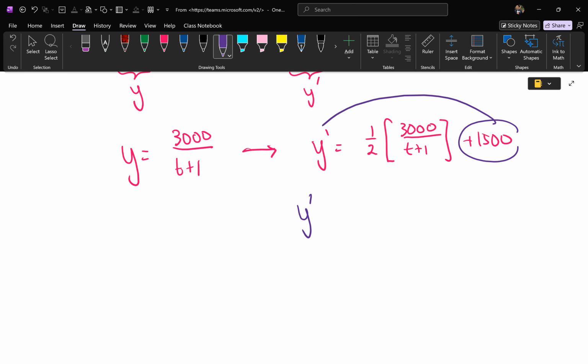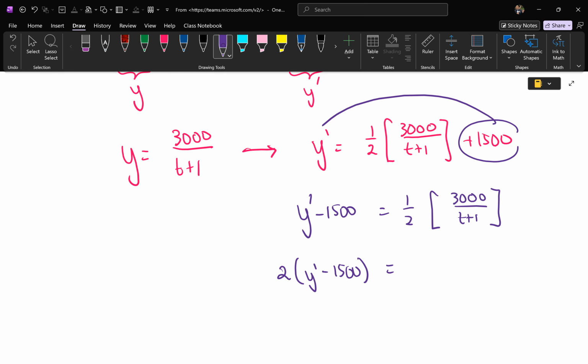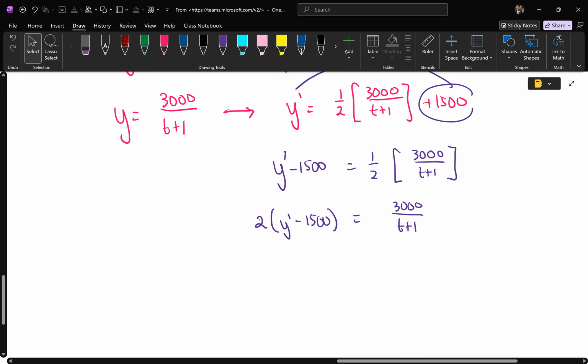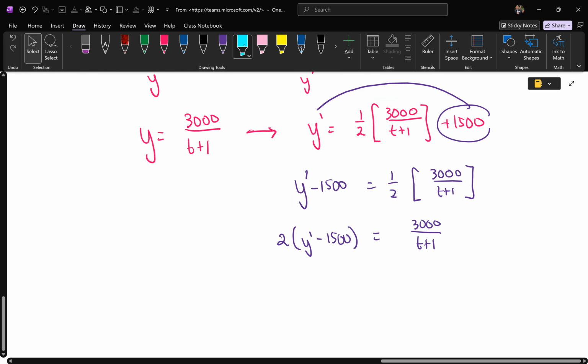So it becomes y dash minus 1500 is equal to half times 3000 over t plus 1, times 2 to both sides. So you get 2 bracket y dash minus 1500 is equal to 3000 over t plus 1, right? So now we can match them. We can say original y is equal to this. This is what you substituted with, right?